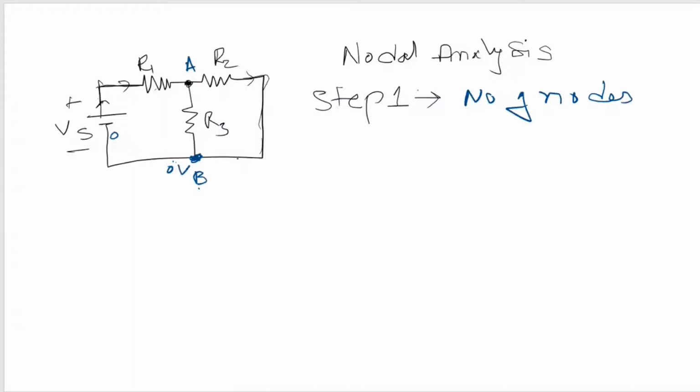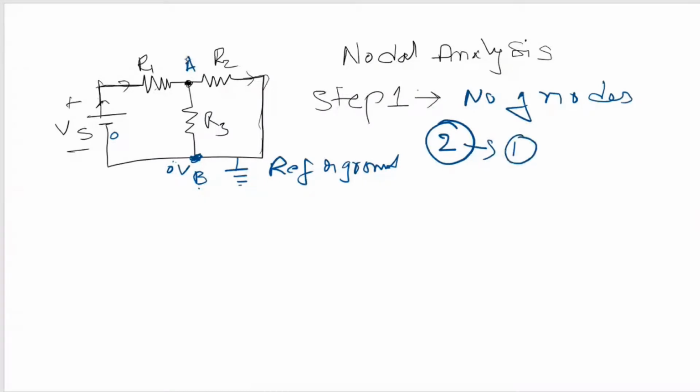If we say the number of nodes is 2, that means excluding the ground, the number of nodes is 1. So what you have to do is find the number of nodes and exclude the reference node or ground node, and then it becomes 1. So the number of nodes is now 1 without considering the reference node.